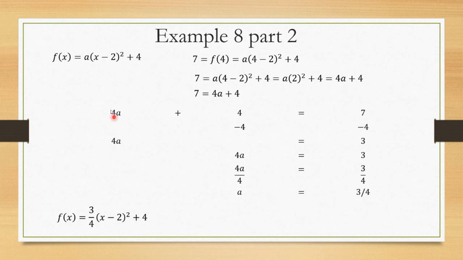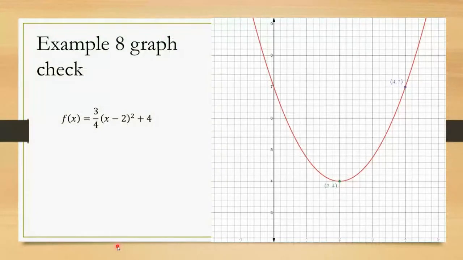So now that we know what a is, we put it in, and this is what our function looks like. This is the quadratic function whose vertex is (2, 4) and passes through the point (4, 7). And again, as a check, I sketched the graph of it in Desmos.